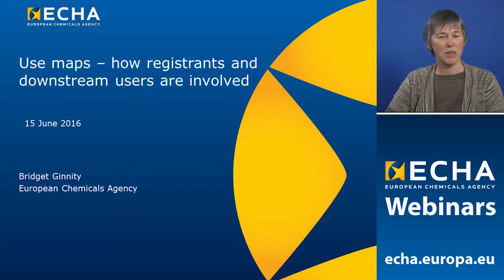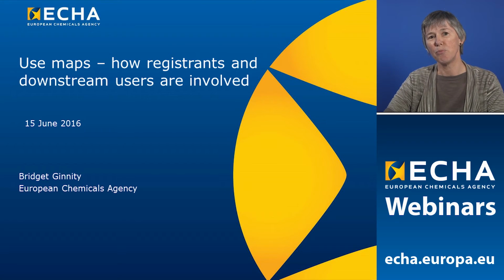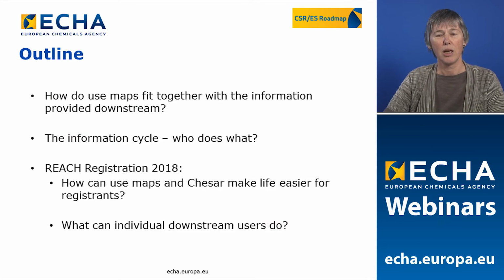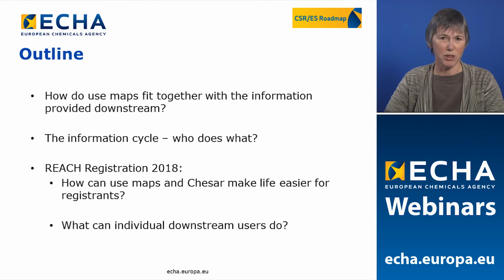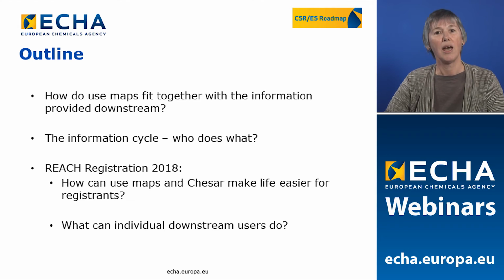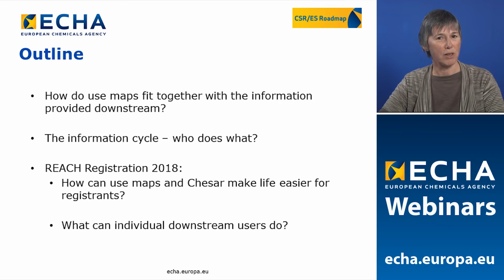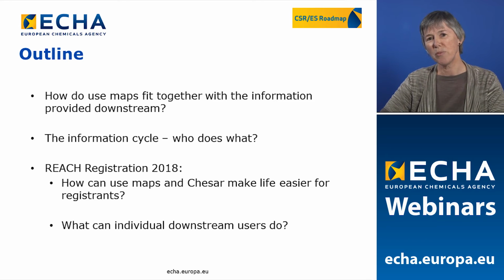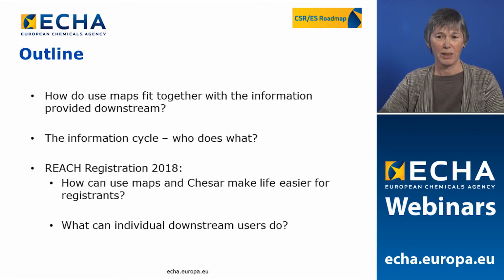You've already heard from Mercedes a lot of detail about the use maps and from Andrew a lot about the benefits. What I'd like to do is to give a picture of how it fits into the general information in the supply chain and how registrants and downstream users are involved in it. First of all, I'll describe how the use maps fit in with the information that's provided downstream. And there are a lot of actors involved: registrants, downstream users, sector organisations. So I'll describe a little bit about who does what.